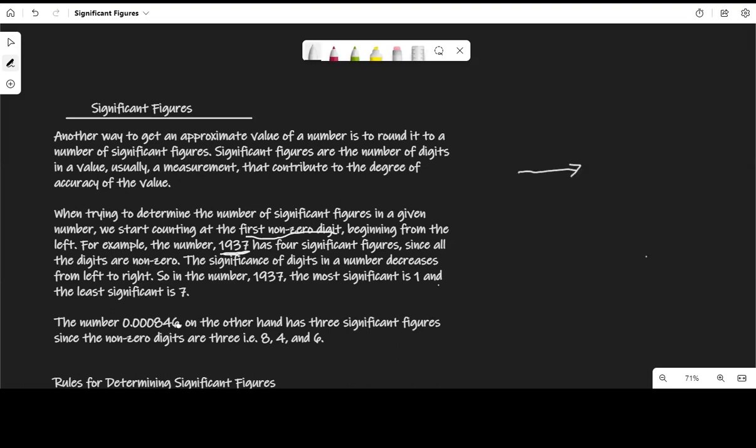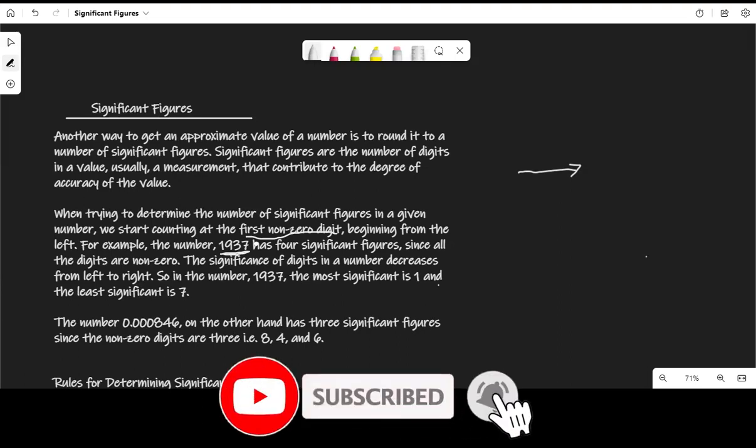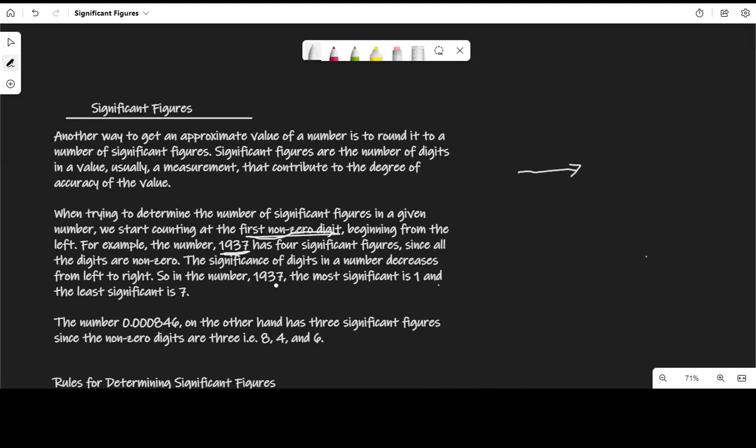Now, in numbers that are less than 1, for example 0.000846, this number has only 3 significant figures. Why? We said that the significant figures start with the first non-zero digit. So the first non-zero digit in this number is 8, followed by the next non-zero digit, 4. The next non-zero digit is 6. So the non-zero digits in this number are 8, 4, and 6. So there are 3 significant figures in this number.